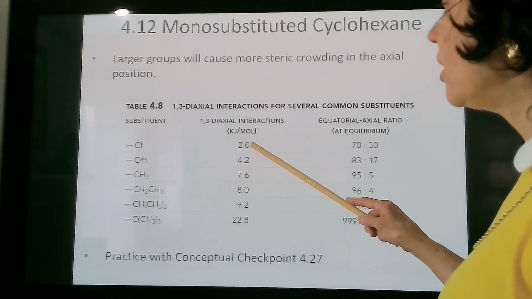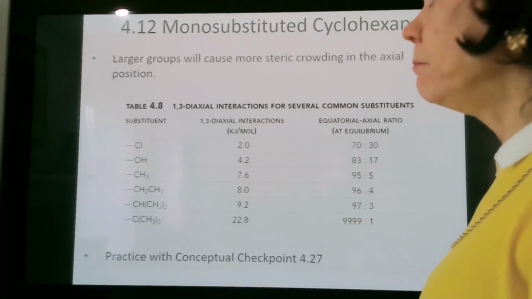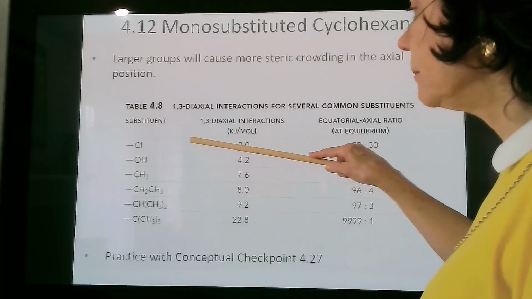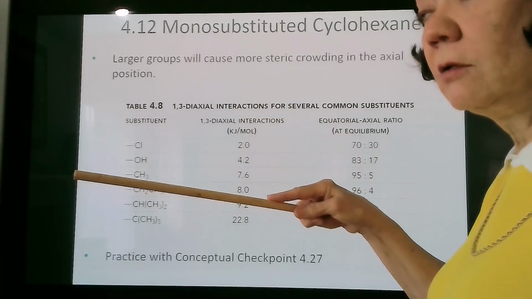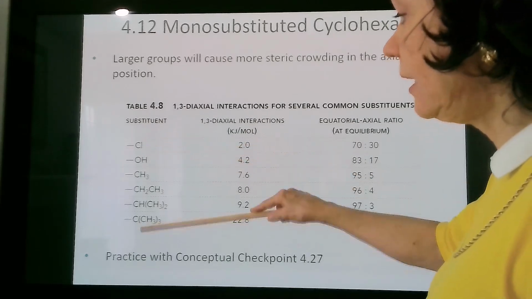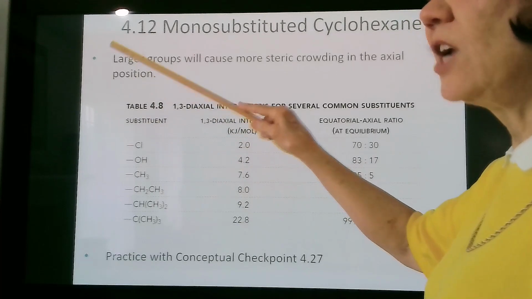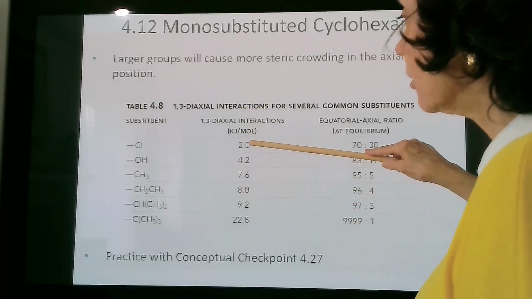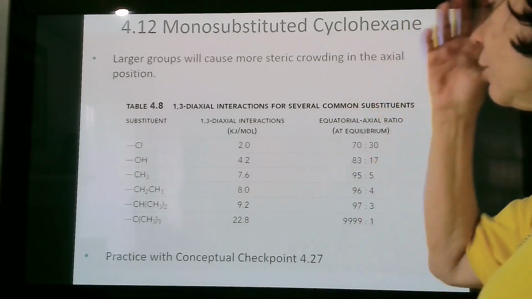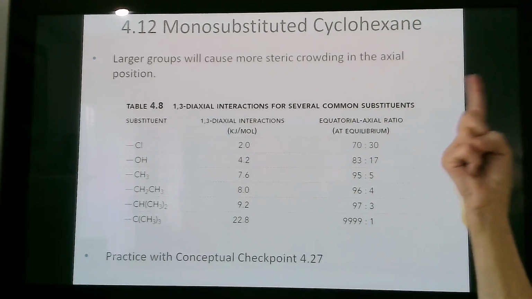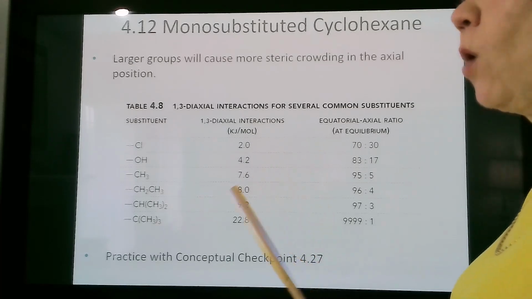Okay, so this is the energy increase incurred by moving that substituent from equatorial to axial. Moving that substituent, any of these in this column, from equatorial to axial increases the energy of the molecule by this much. So if you think about it, chloro is just straight. It doesn't have anything. It's just one atom.